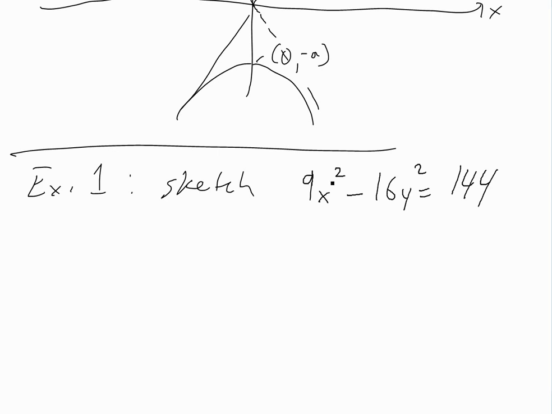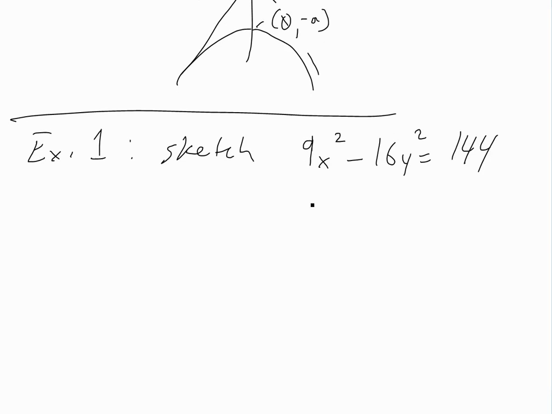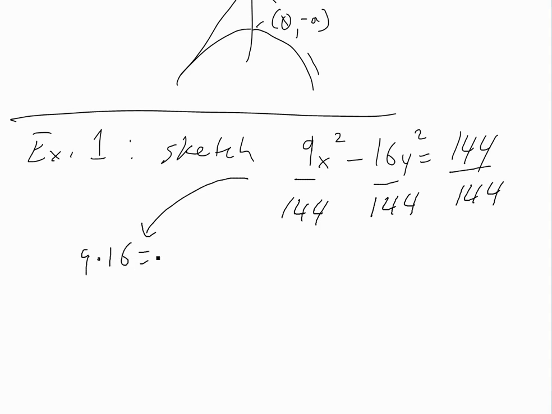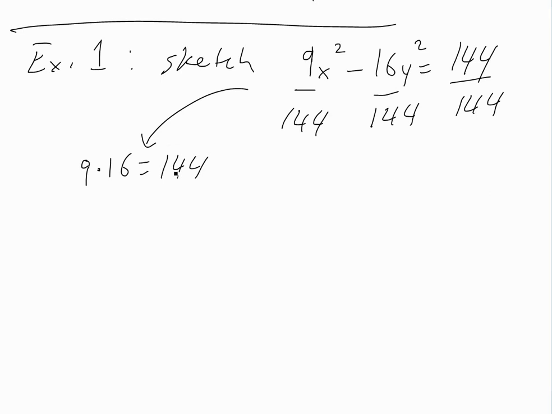Okay, so here we've got to get it into the equation of our hyperbola, so we just divide by like terms. We can divide everything by 144, so we can get it in the form of the hyperbola. 9 times 16 is equal to 144, so then this one is going to be x squared over 16, minus y squared over 9 equals 1.